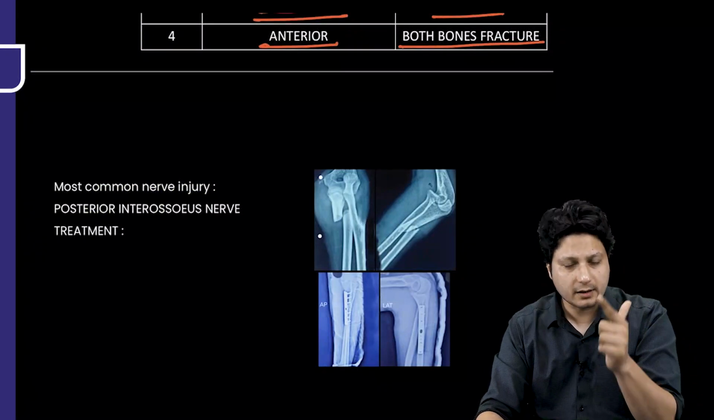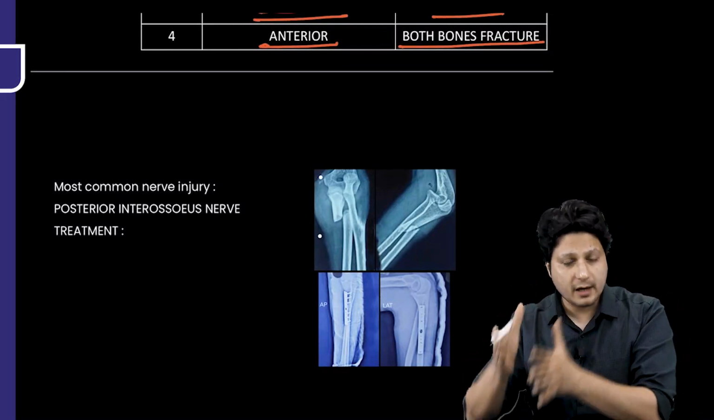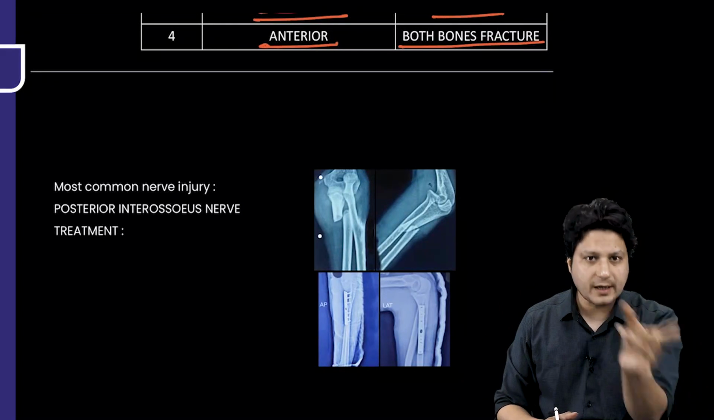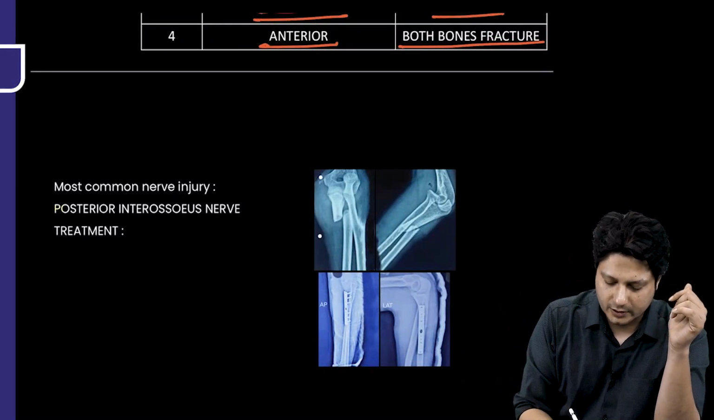Monteggia. Second is the classification we have discussed. The third one is, what is the most common nerve which is likely to get injured associated with this fracture? So the answer for that question is posterior interosseous nerve.